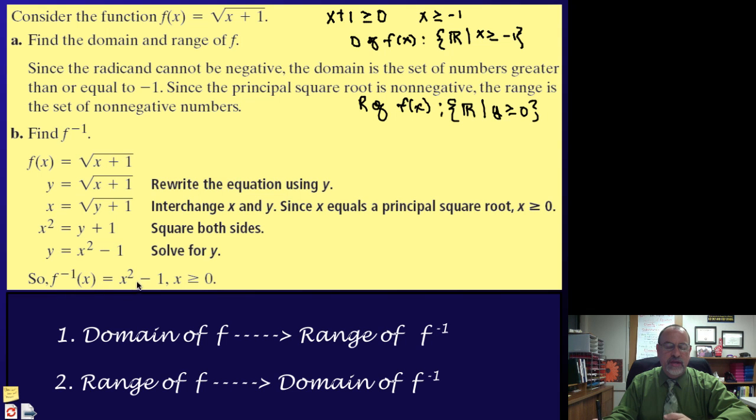The only way I would know that is if I had an indication that this function came from some other function, and this inverse notation is what indicates that. So it's very important that we use inverse notation.